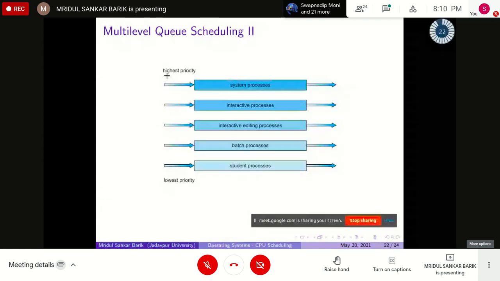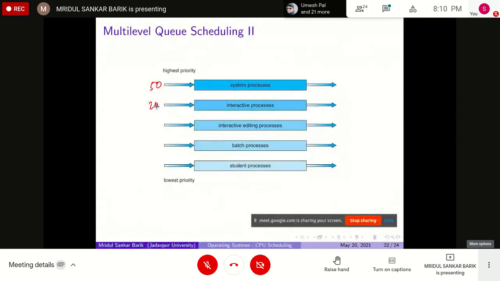Out of say 150 time units, this many would be given here, then 20 time units here, 10 time units here, 10 time units here, and so on.